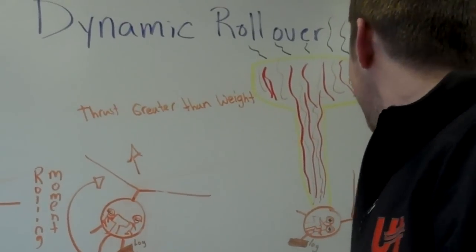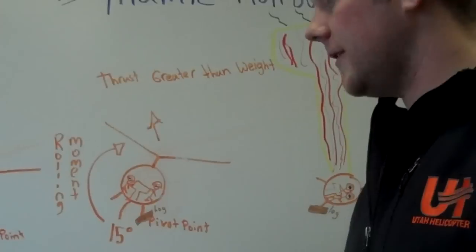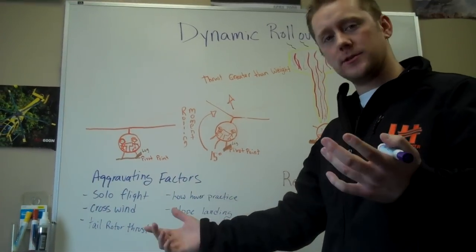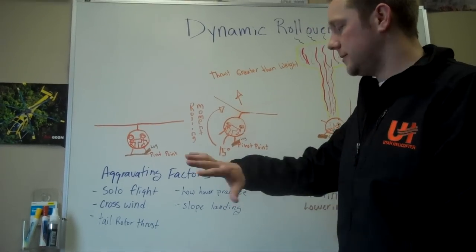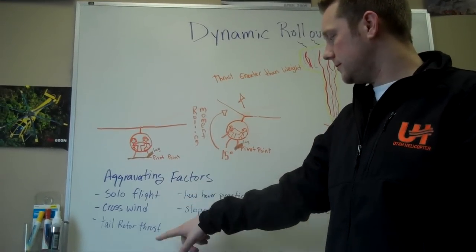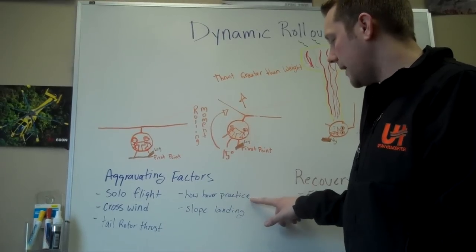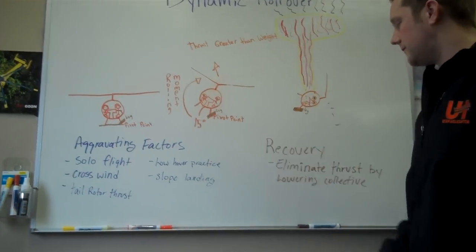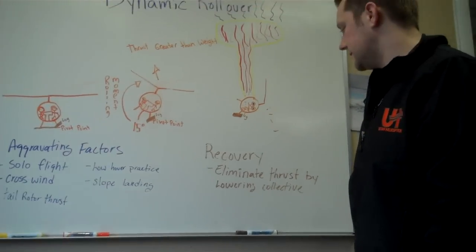Nobody wants to turn into a towering inferno of disaster. No, they don't. So, some of the things that will aggravate this even more are solo flight. When you have one person on one side of the helicopter, it's going to want to lean more to that side. A crosswind, tail rotor thrust, low hover practice, and slope landings are some of the things that are going to aggravate this to make it happen even faster or more likely for it to happen.